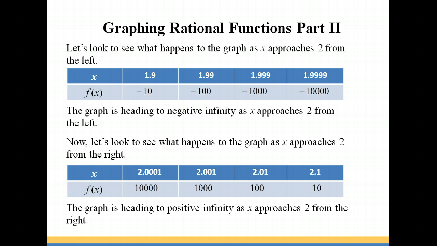Remember that if you have a graph that's approaching infinity or negative infinity as x approaches a specific number, then the graph will have an asymptote at that point. So we're going to have an asymptote at the line x equals 2.